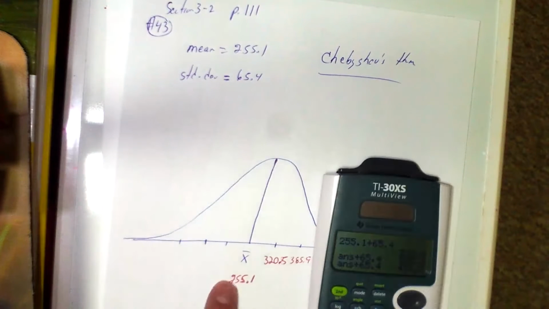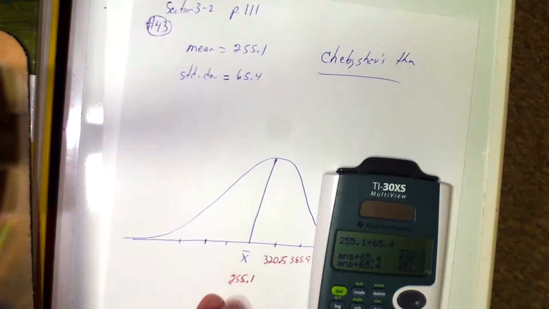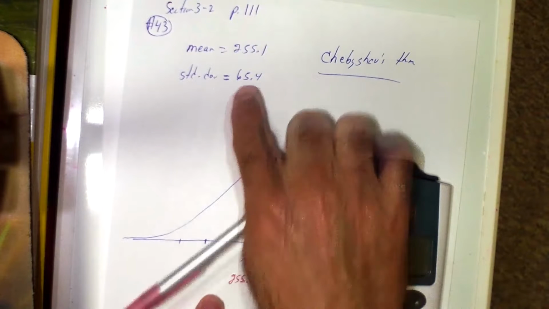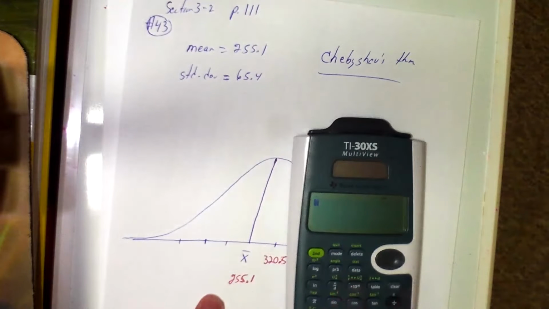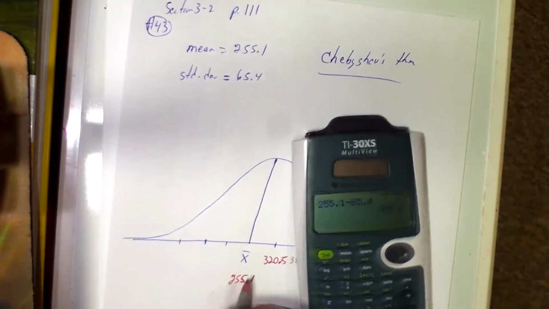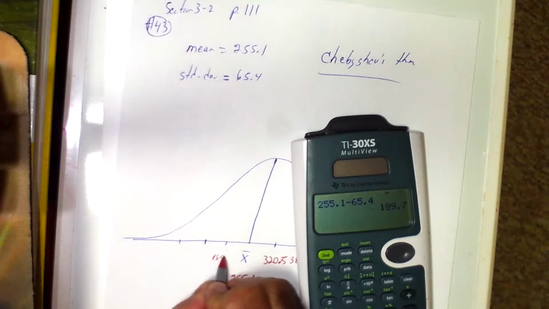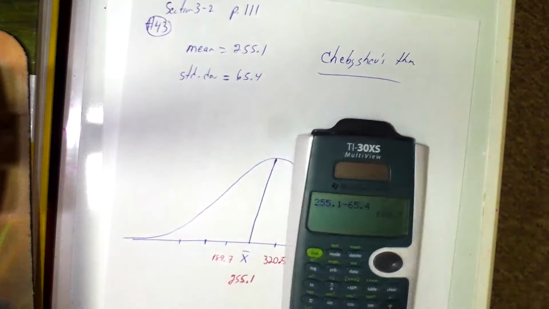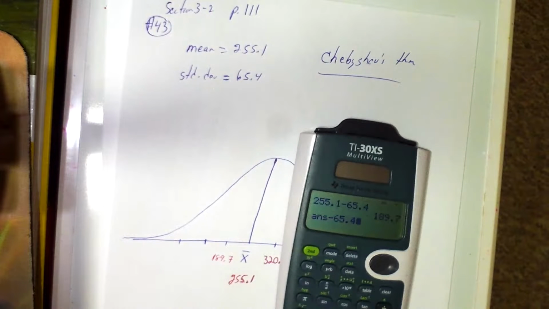Okay. Now, if I want to figure out this side, I'm going to get my 255 and now I'm going to subtract 65.4. So 255.1 minus 65.4. I get 189.7. Subtract another 65.4. 124.3. Subtract another 65.4. 58.9.